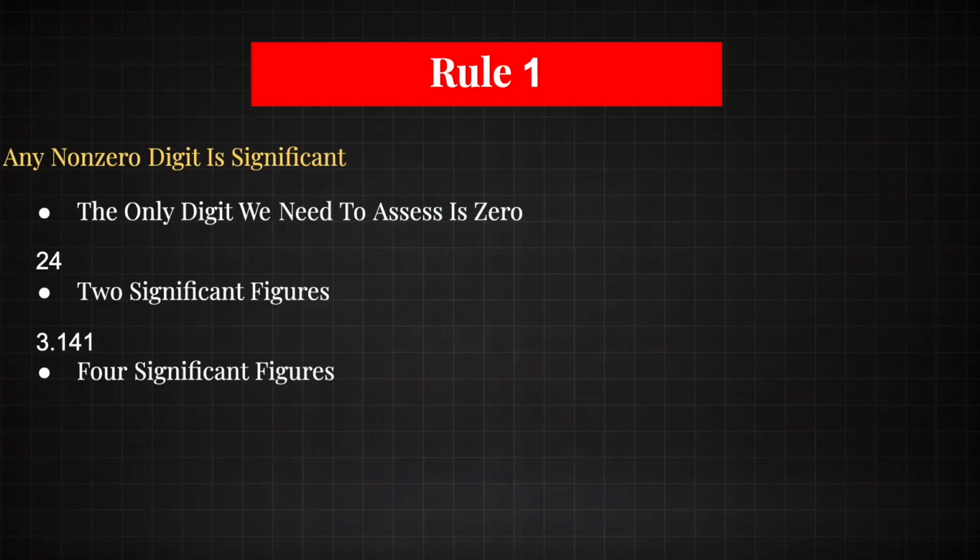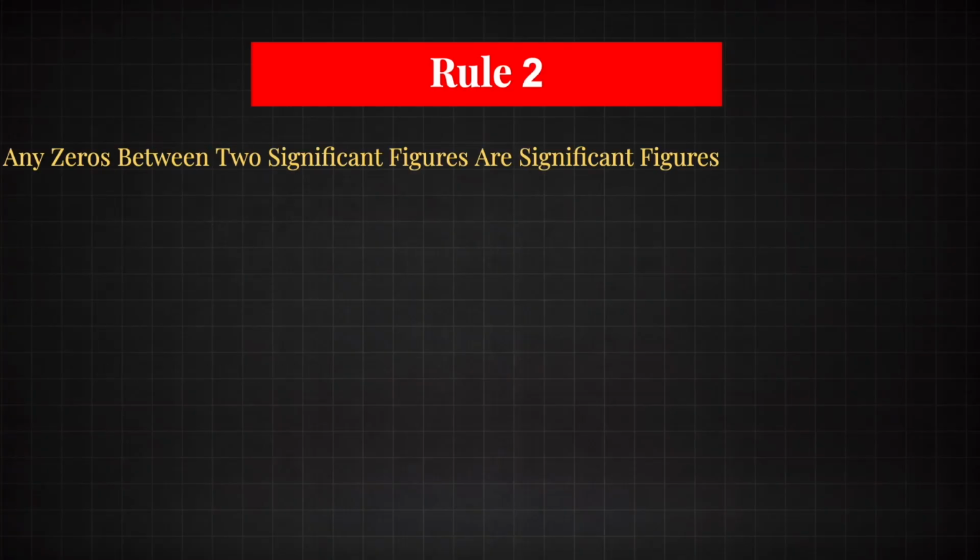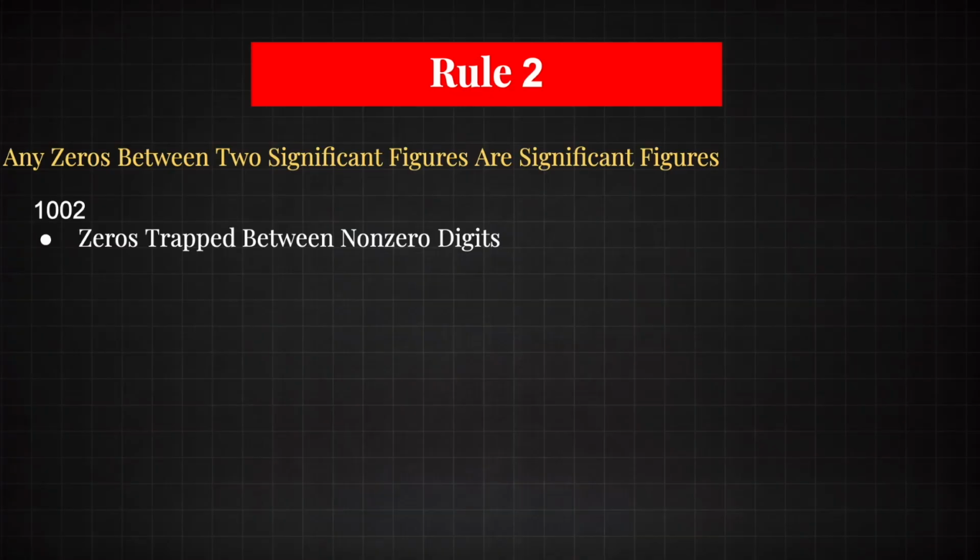The second rule is that any zeros between 2 significant figures, or in other words, any zeros between 2 non-zero digits, are themselves considered significant. In this number, the zeros are trapped between non-zero digits, so they're considered significant. This number has 4 significant figures. Now, the last 2 rules can be a bit confusing, so I'll try and explain them in 2 different ways.